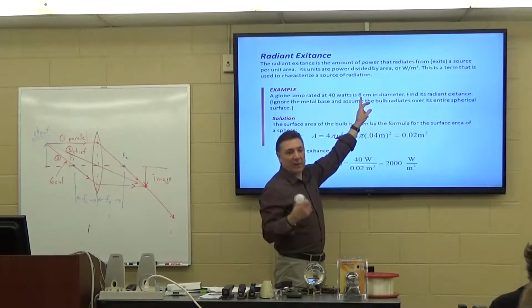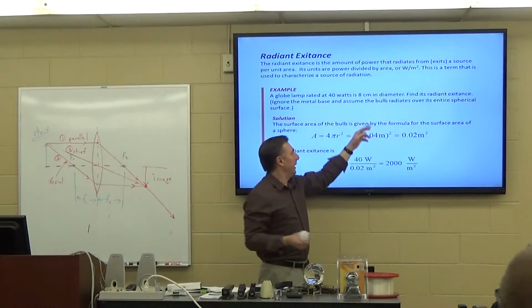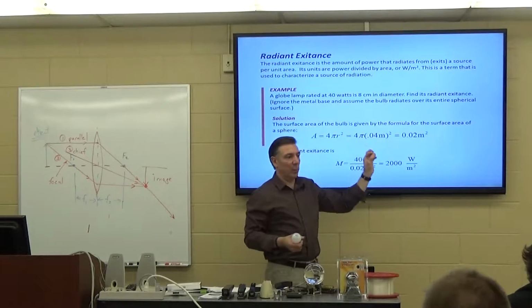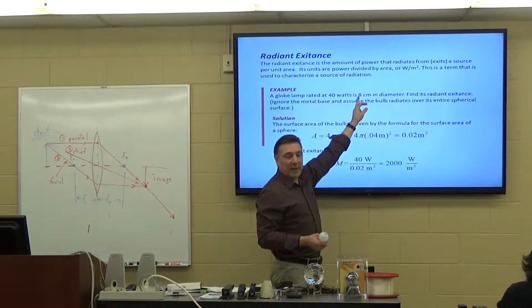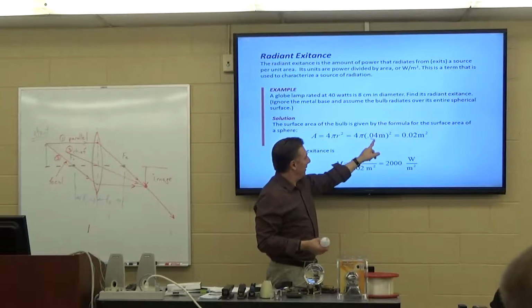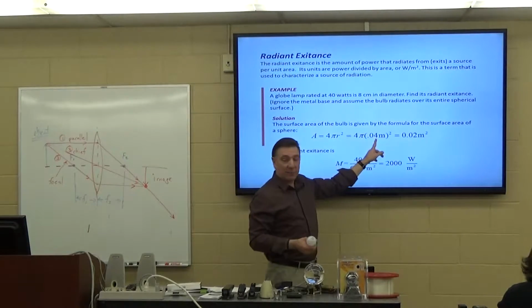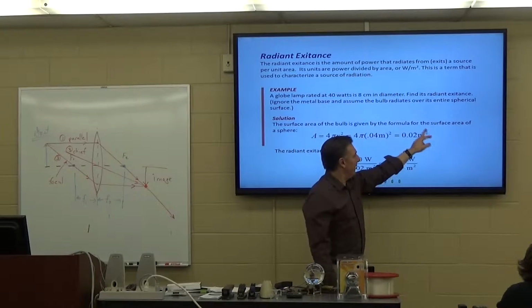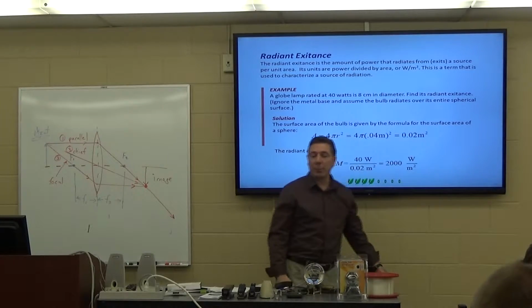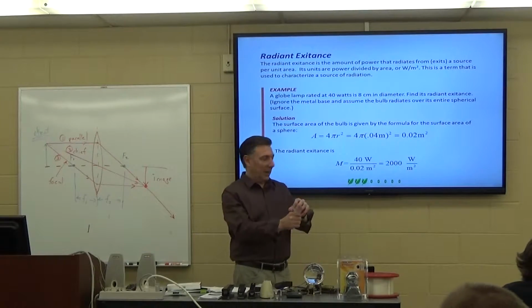So the easiest thing is just to convert this to meters first. 8 centimeters is 0.08 meters. Half of that would be the radius, because this is the diameter. So we plug our radius in there, 4 pi times 0.04 meters squared, which gives us a surface area of 0.02 square meters for that light bulb.